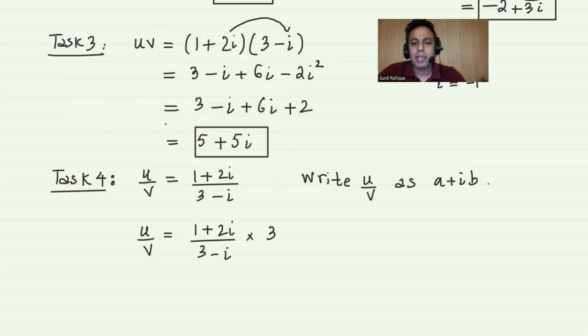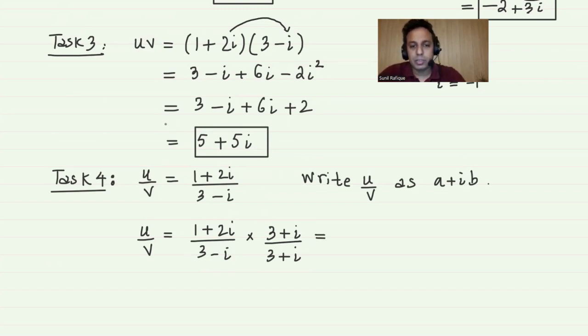Multiply and divide, listen to me carefully, by the conjugate of the denominator. If you have checked the previous video, you can see that this complex number's conjugate is 3 + i. How do you find the conjugate? Just change the sign of the imaginary part, right?